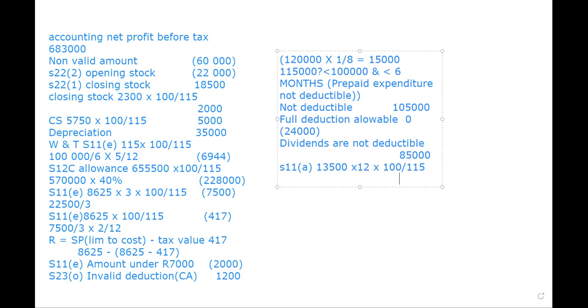Yeah, so our answer is going to be 140,870. So this will be your section 11A allowance. Yeah, so it will be your allowance. Let's see your section 11A allowance.